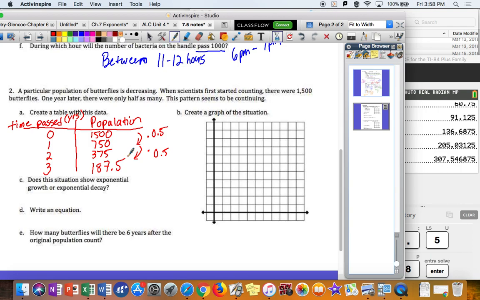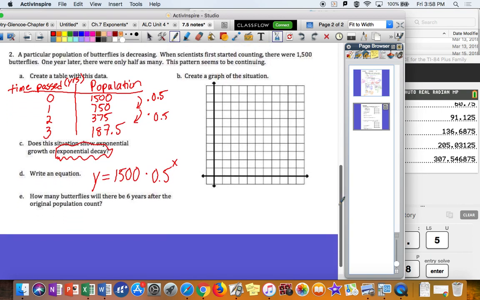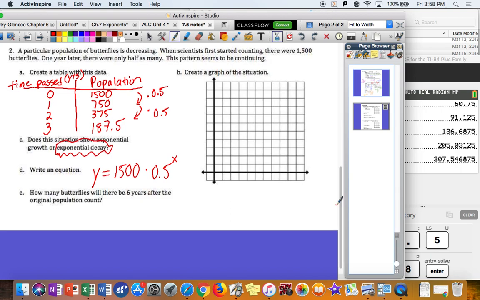Okay, so exponential growth or decay, hopefully you are seeing this is a situation where we're looking at decay. Our numbers are decreasing. Our multiplier is between 0 and 1, which indicates decay. So our equation, with the y-intercept value, or starting amount, is 1,500 times 0.5 to the power of x. And then how many butterflies will there be after 6 years? That means we can plug in 6 into our equation. So 1,500 times 0.5 to the power of 6.